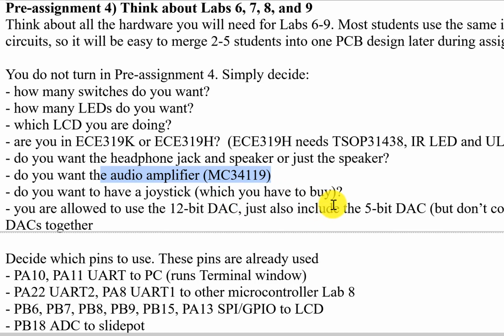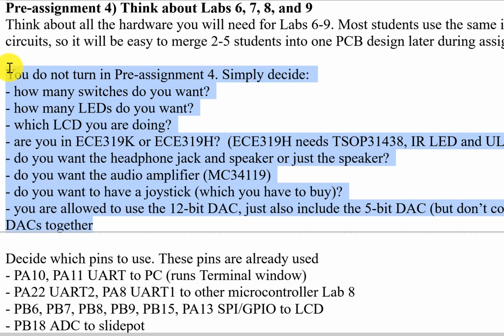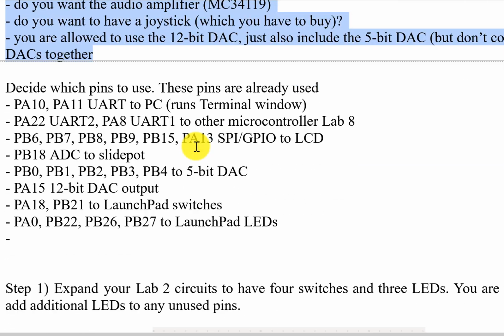Now, most people use the 5-bit DAC they built in Lab 6, but just in case you wanted to know, there's a 12-bit DAC already on your microcontroller that you could use for your game. All right, so that was step one. Think about all the inputs and outputs your game has, and make a list. Now that we have that list, we have to decide which pins to connect to which devices.